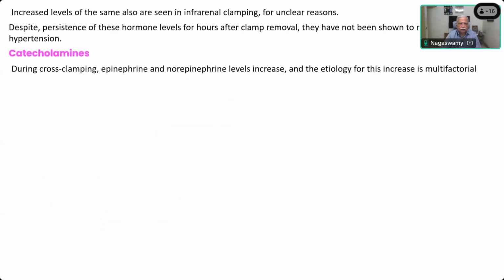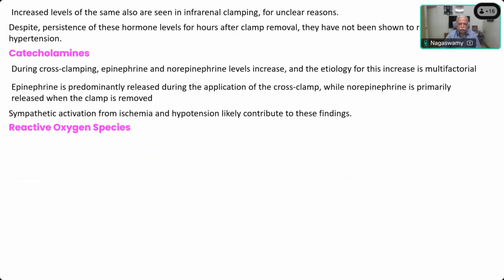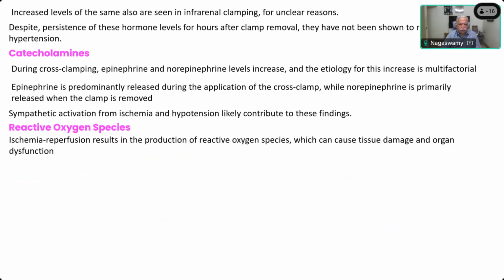Then catecholamine release, which we saw in the earlier pictures: both epinephrine and norepinephrine levels increase. Epinephrine is predominantly released during application of the cross-clamp, while norepinephrine is released when the clamp is removed. Sympathetic activation from ischemia and hypertension is likely to contribute to these findings. Then release of reactive oxygen species, which will cause more damage and organ dysfunction.